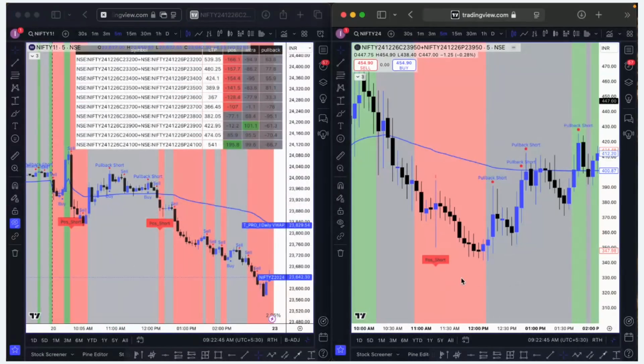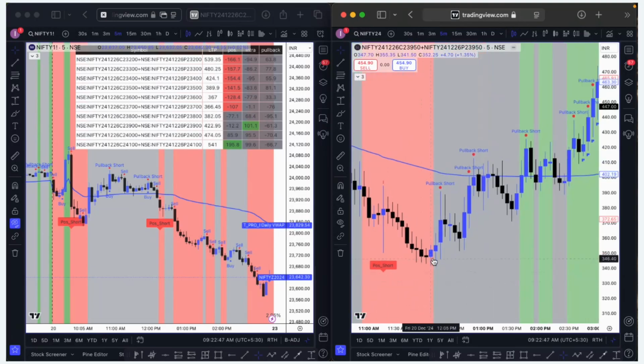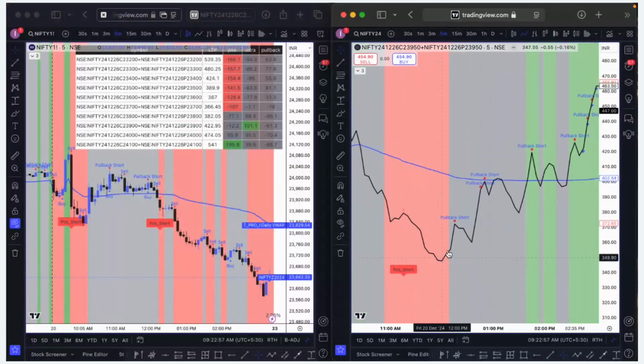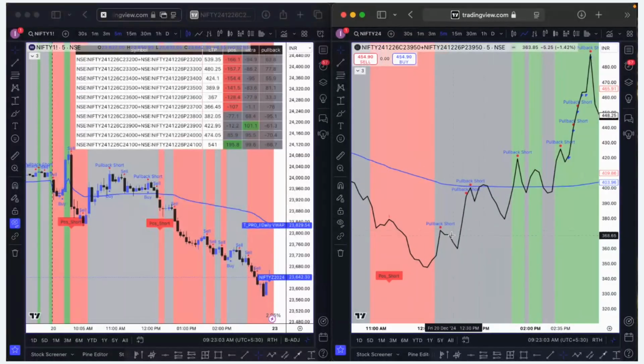At the same time, here the selling pressure on the straddle is slowly reduced, and the straddle started to make these kind of higher bottoms. So you can put it in the line chart. You can see here the straddle is making a higher bottom. That means the markets are going to go down. Why? Because the straddle is going up.